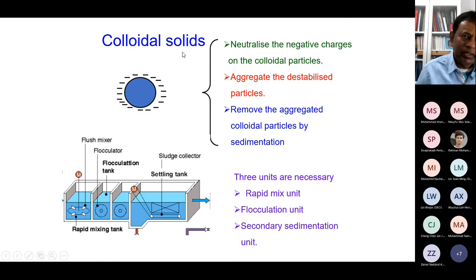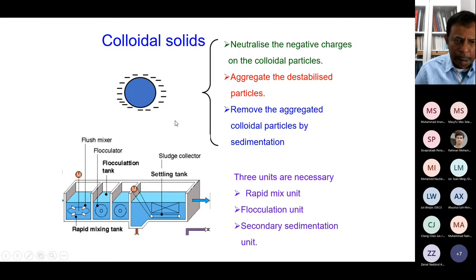So the colloidal particles cannot be removed by putting them into a sedimentation tank. Why? The reason is that they will repel each other, because of the negatively charged surface. So the first activity that you have to do is to neutralize these charges. Without neutralizing these charges, it is difficult for you to destabilize and collect these colloidal solids.